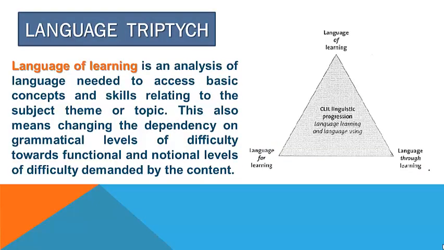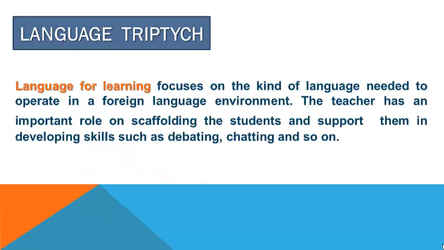And then we have the language triptych. And here we have three different parts: language of learning, language for learning, and language through learning. The first one, language of learning, is an analysis of language needed to access basic concepts and skills relating to the subject, theme, or topic. This also means changing the dependency on grammatical levels of difficulty towards functional and notional levels of difficulty demanded by the content.